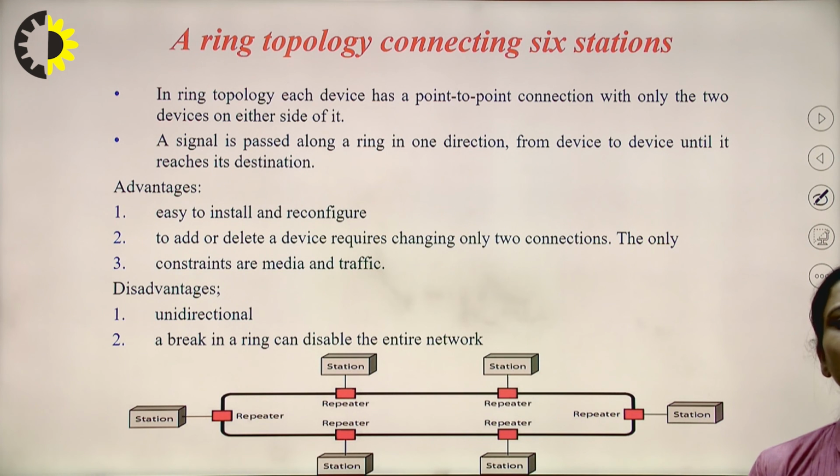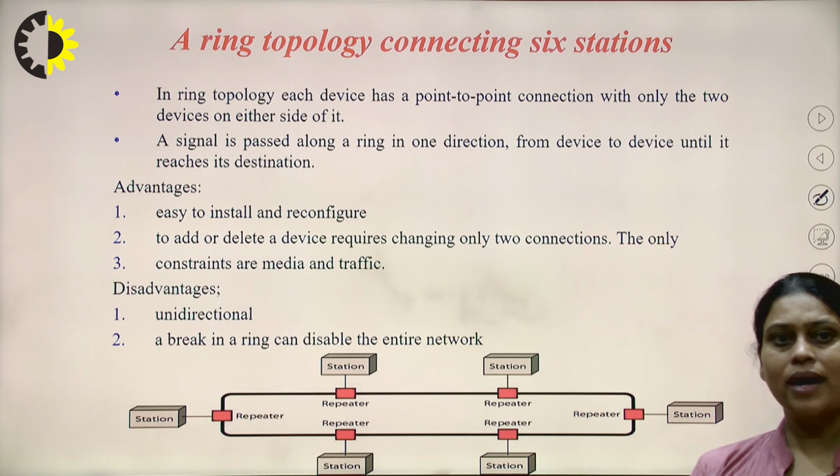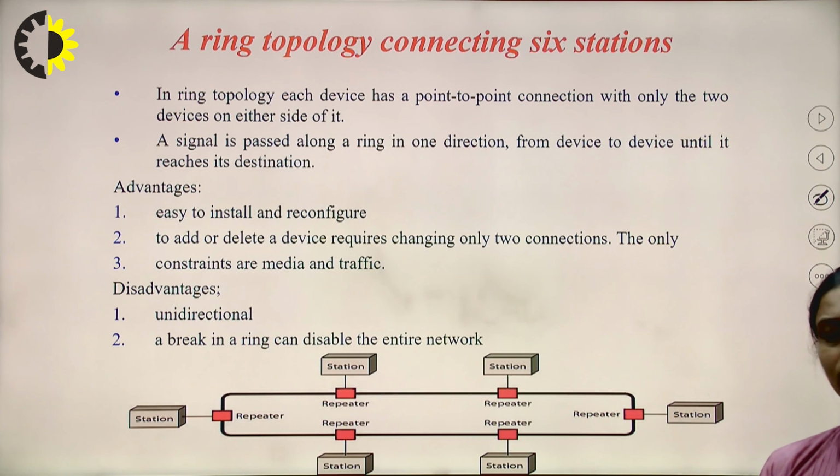We can easily install the ring topology. To add or delete a device, it requires changing only two connections. Suppose one device fails for any reason, there is a need to just replace that device only. We cannot modify or change the whole network. We will only replace the station which fails due to any reason. The constraints are media and traffic. Now the disadvantage is that it is a unidirectional ring only.